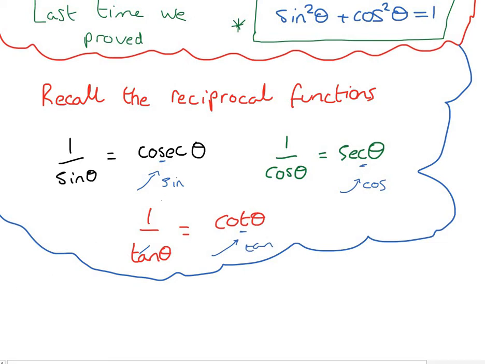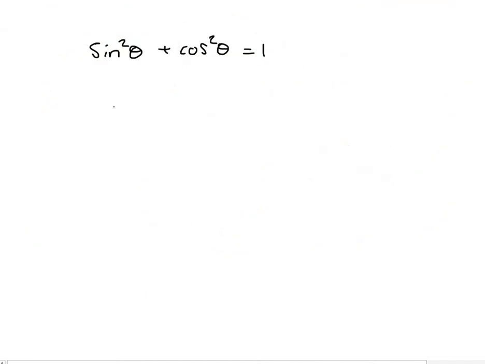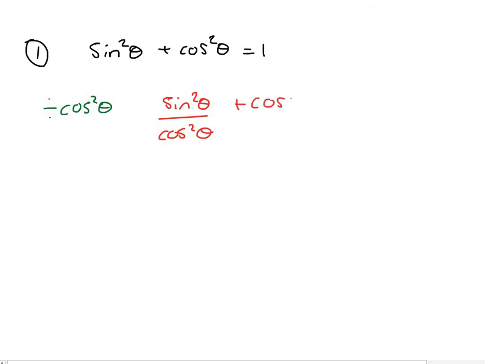Right, so how can we use these to prove or derive some other identities? What we're going to do is start with this equation, let's call it number 1, and this is sort of the fundamental equation. Sine squared plus cosine squared is 1. And what we're actually going to do is divide through by cosine squared theta. Now, again, we're assuming everything's all nice and we're not dividing by 0. So this is going to give us sine squared theta over cosine squared theta plus cosine squared theta over cosine squared theta equals 1 over cosine squared theta.